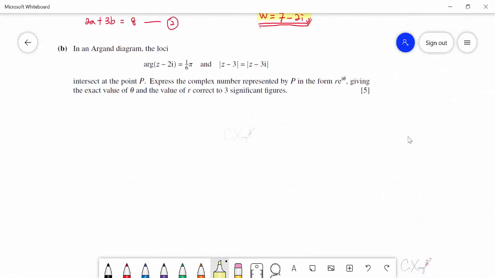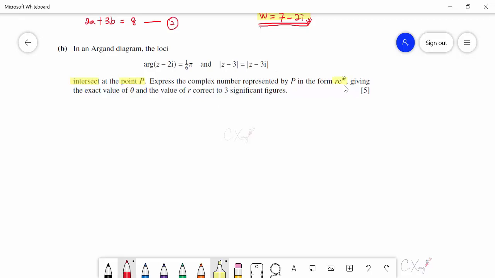For part B, you can see that they tell us that in an Argand diagram, the loci intersect at point P. So we have two loci here, this is the first one, and this is the second one, and they intersect at the point P. Express the complex number represented by P in the form r e to the i theta.